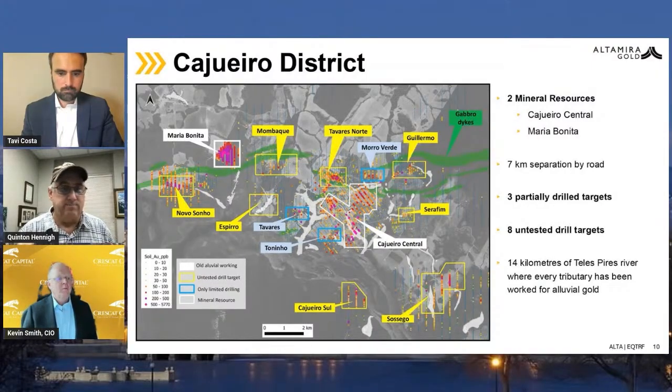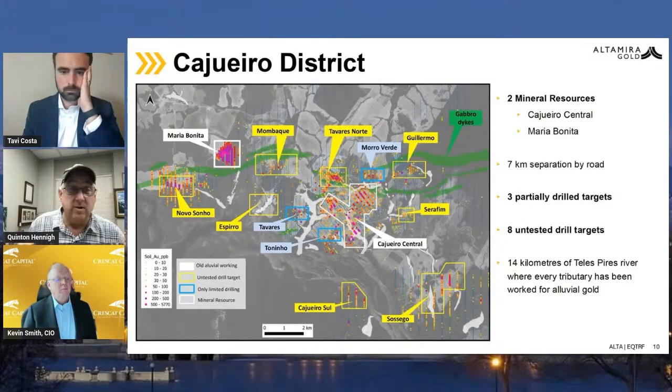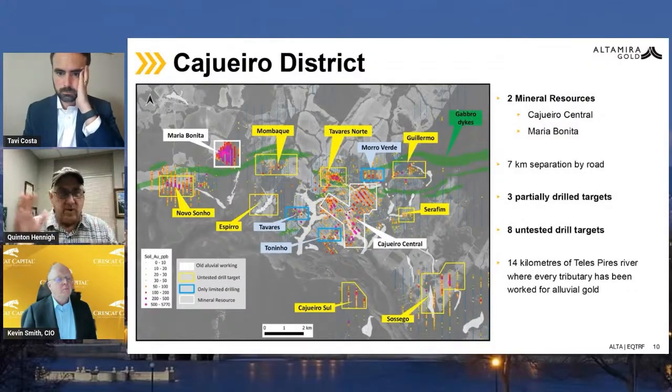These rocks are 1.x billion years old, where the ones up in the Yukon and Alaska are more like 100 million years old. But nonetheless, they're the same types of system. And what are we looking at here? Well, the company's done a really good job expanding from their initial discovery at Cajueiro Central and finding more and more targets across the property.